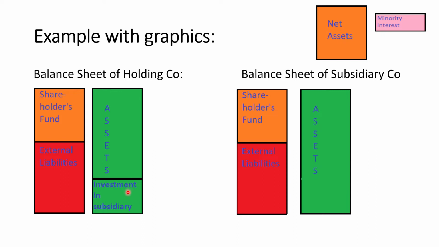What shall I do? This is the investment in subsidiary. H Limited is saying that I have invested some amount in the S Limited, and S Limited shares include the holding company, because holding company is the shareholder of S Limited. So if we want to know the financial performance of the whole group, we shall replace the investment in subsidiary by the share in net assets of the subsidiary company.